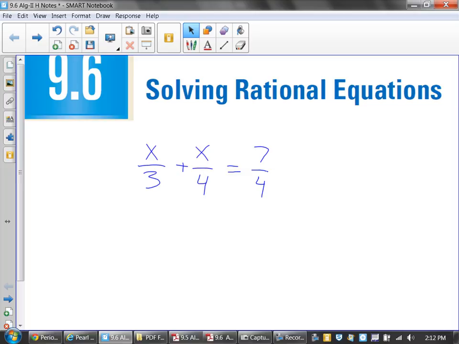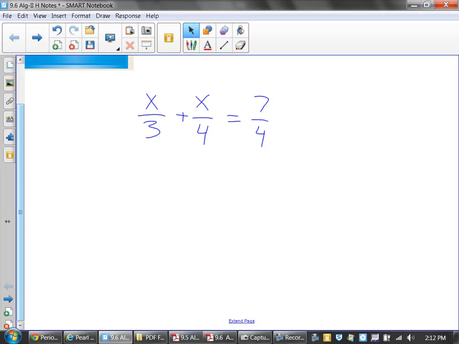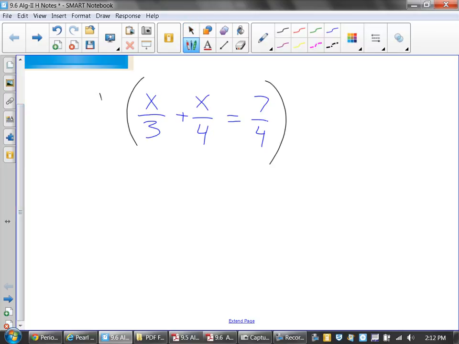What's the common denominator of a 3 and a 4? 12. Everybody agree? So what happens here is that I can take this equation now, and if I multiply one side by 12, I have to multiply the other side by 12. Remember, when you multiply one side of an equation, if you multiply the other side by the same amount, the equation still holds true.